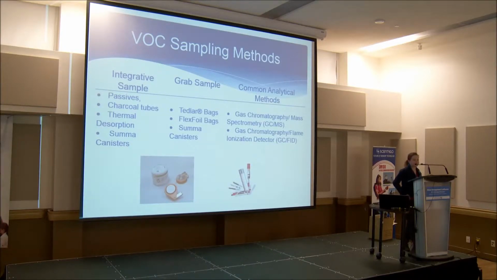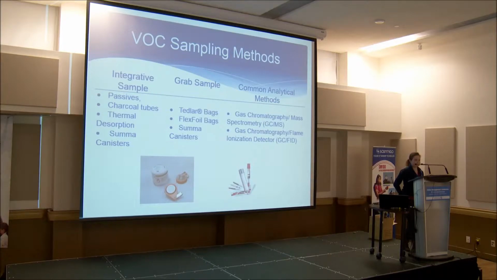Summa canisters are generally used because people are more familiar with them, and it's a historical type of sampling method. But the other two also have their benefits, which I'll get into later. And again, with a grab sample, you can use something like a Tedlar bag or, again, Summa canisters. If you look into the analytical methods, you can do GC-FID or GC-MS.